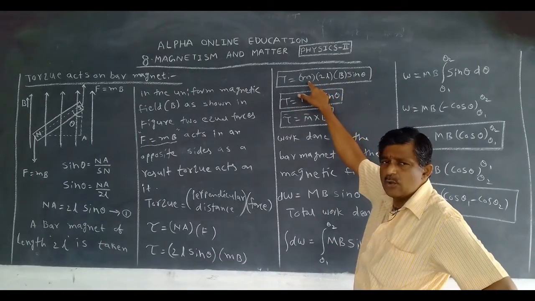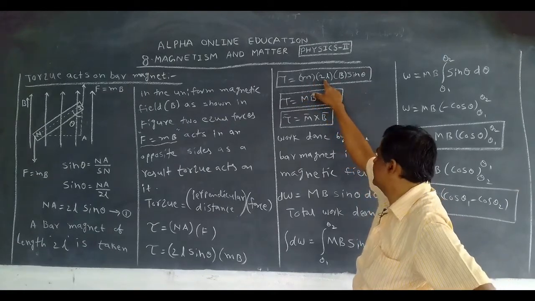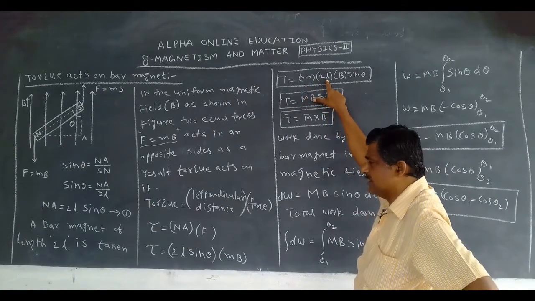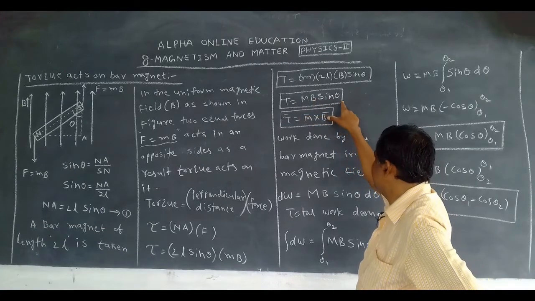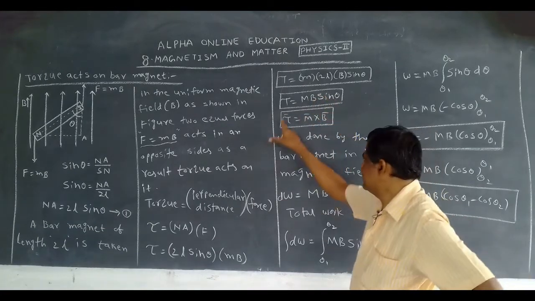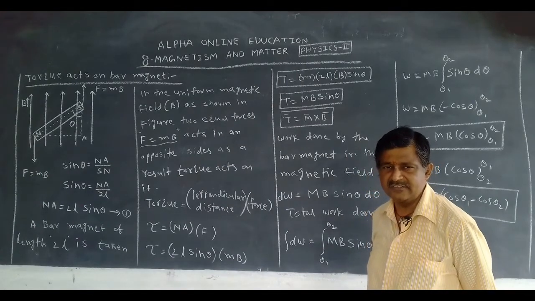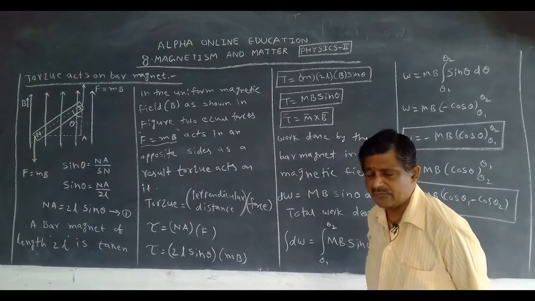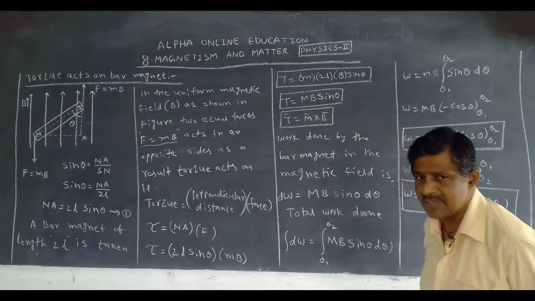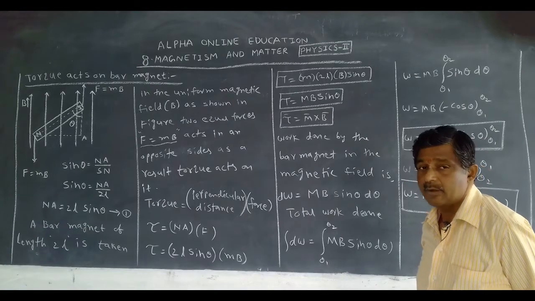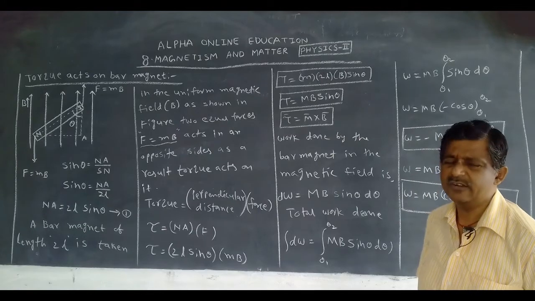Small m is the pole strength. What is 2L? The length of the magnet. Pole strength and the length of the magnet together are called the magnetic moment, capital M. So torque is M B sin theta. Torque is a vector, that's why we can express it in vector form. What is the vector form? Tau bar is equal to M bar cross B bar. Okay, this is about the torque. This is important for 4 marks.